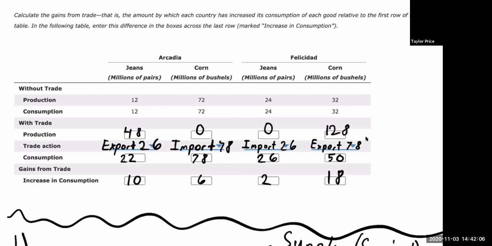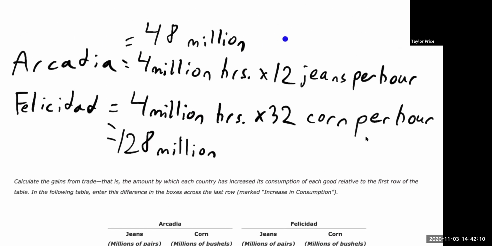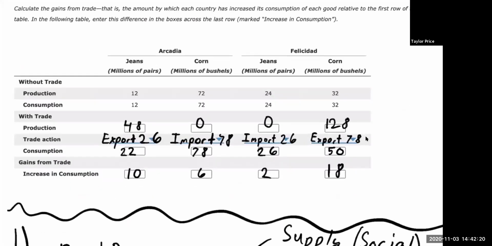So what happens with trade? So we know with trade from the calculation up here that Arcadia is going to produce 48 million units of genes and Felicidad is going to produce 128 million units of corn. So we plug in 48 here. Really important that because Arcadia is specializing in genes, they're going to produce 0 units of corn. The same is true for Felicidad, except the opposite. So they're going to produce 0 units of genes and 128 units of corn.